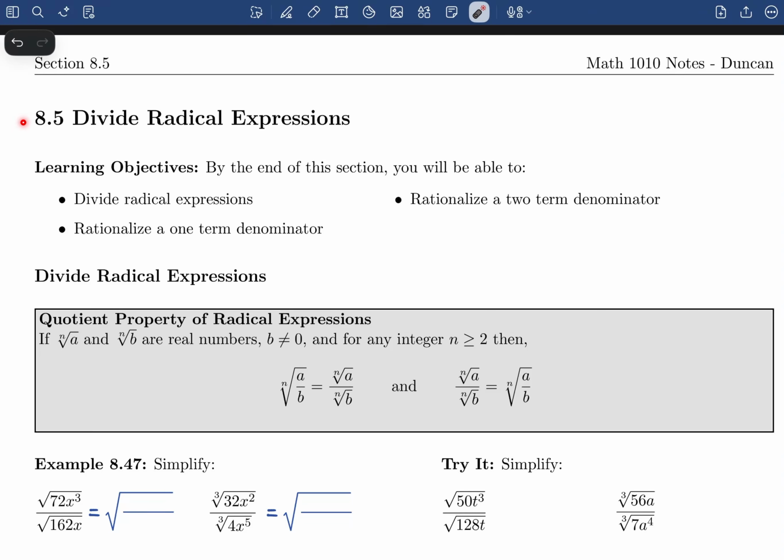This is lesson 8.5, divide radical expressions. The learning objectives are to divide radical expressions, rationalize a one-term denominator, and rationalize a two-term denominator.